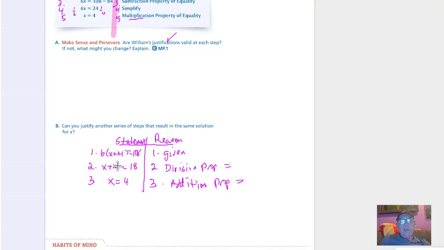Now, if I looked at it as subtracting 14 from both sides, my reason would have been subtraction property of equality. So the supporting reasons you use for your steps should follow what your reasoning was as you completed those steps. If I'm looking at it as adding the opposite, it's an addition property. If I looked at it as subtracting 14, then I would have put subtraction property of equality.